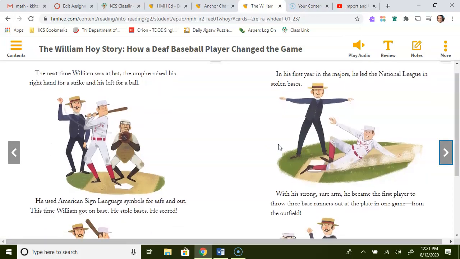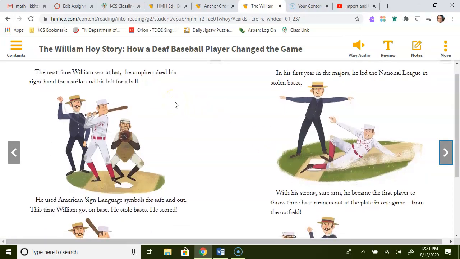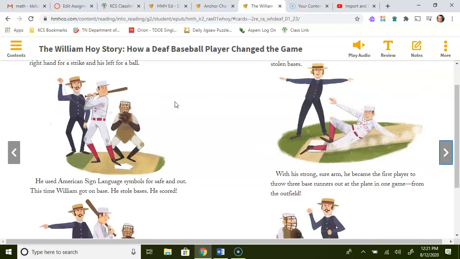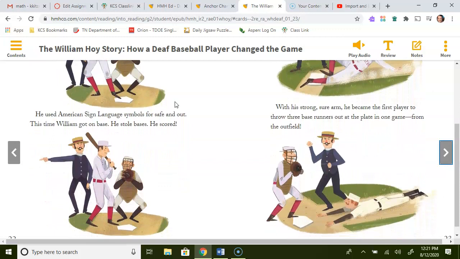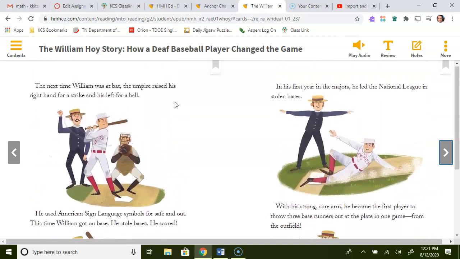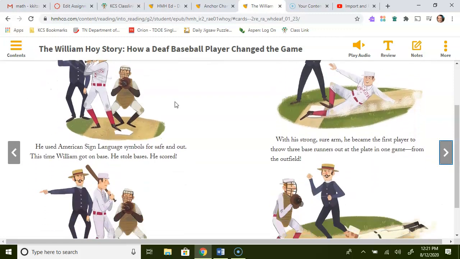The next time William was at bat, the umpire raised his right hand for a strike and his left for a ball. He used American Sign Language symbols for safe and out. This time William got on base. He stole bases. He scored. In his first year in the majors, he led the National League in stolen bases. With a strong, sure arm, he became the first player to throw 3 base runners out at the plate in one game from the outfield.